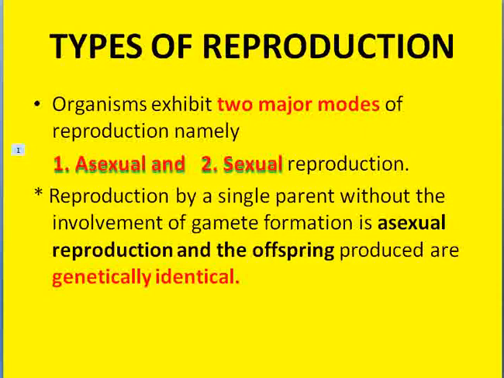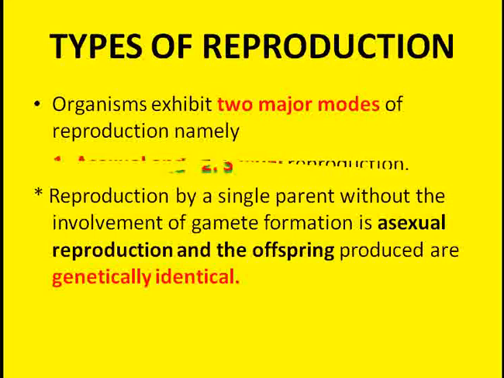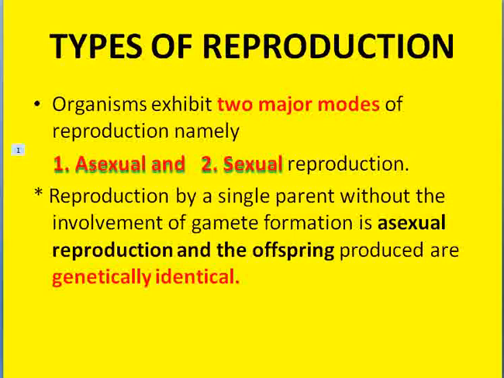When we see about reproduction, there are two types. Organisms exhibit two major modes of reproduction, named asexual and sexual reproduction. As I already told you, if only a single parent is involved, then we call it asexual reproduction. Because of this asexual reproduction, the offsprings are produced and all the offsprings are genetically identical.